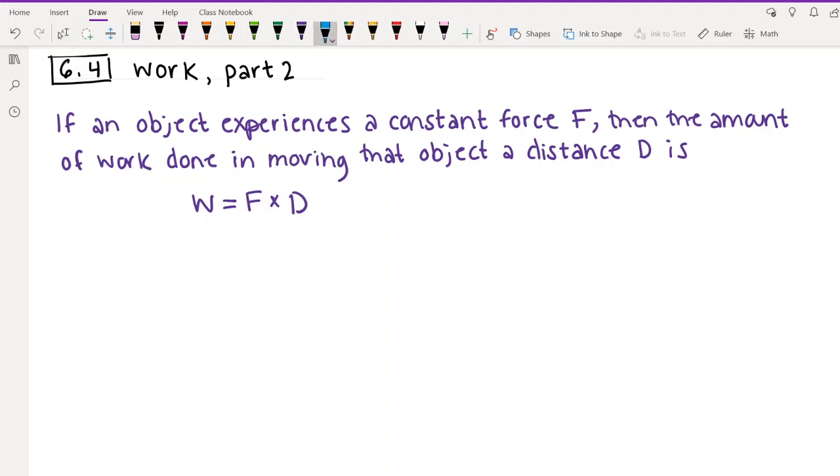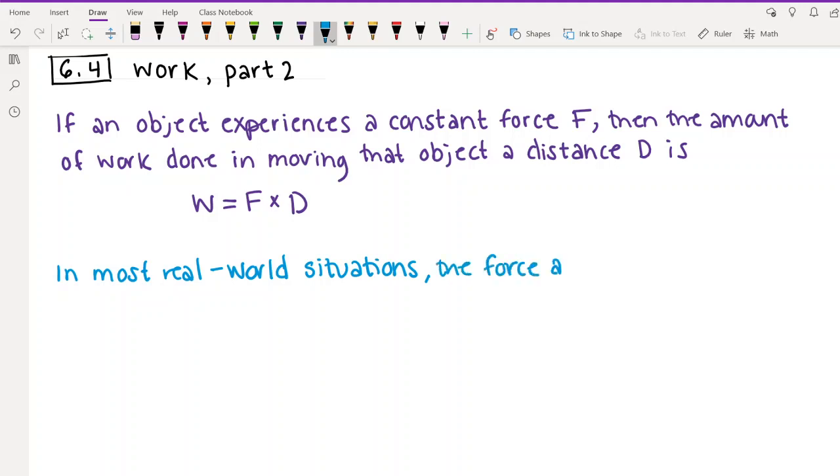However, in most real world situations, this is not really going to be the case. In most real world situations, the force and/or the distance traveled actually varies. When I say the distance traveled varies, we'll see some examples today where you're moving a large object, like a cable, or a rope, or some long object, or we'll do an example where we're moving water in a pool, and the different parts of that object will actually move different distances. That's what I mean when I say the distance traveled can vary.